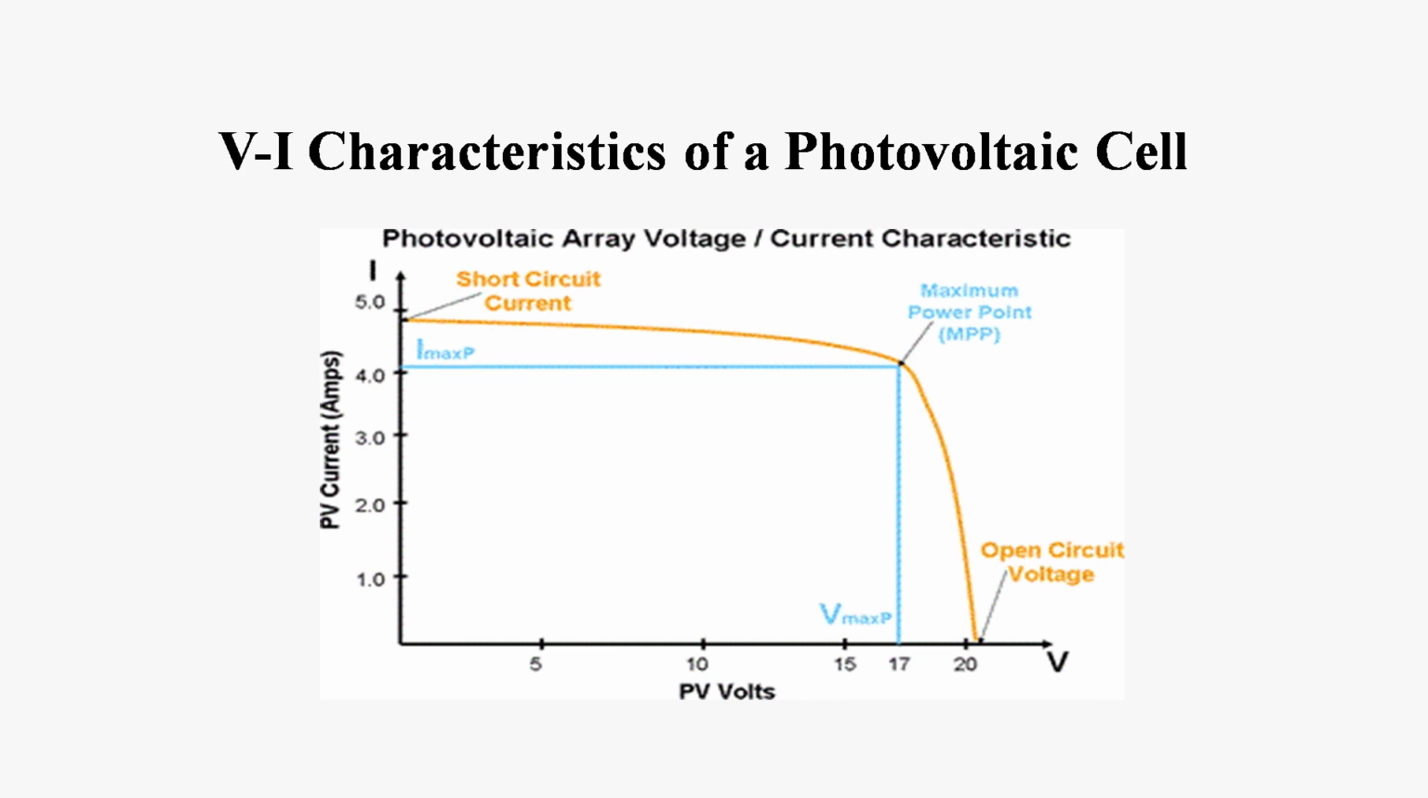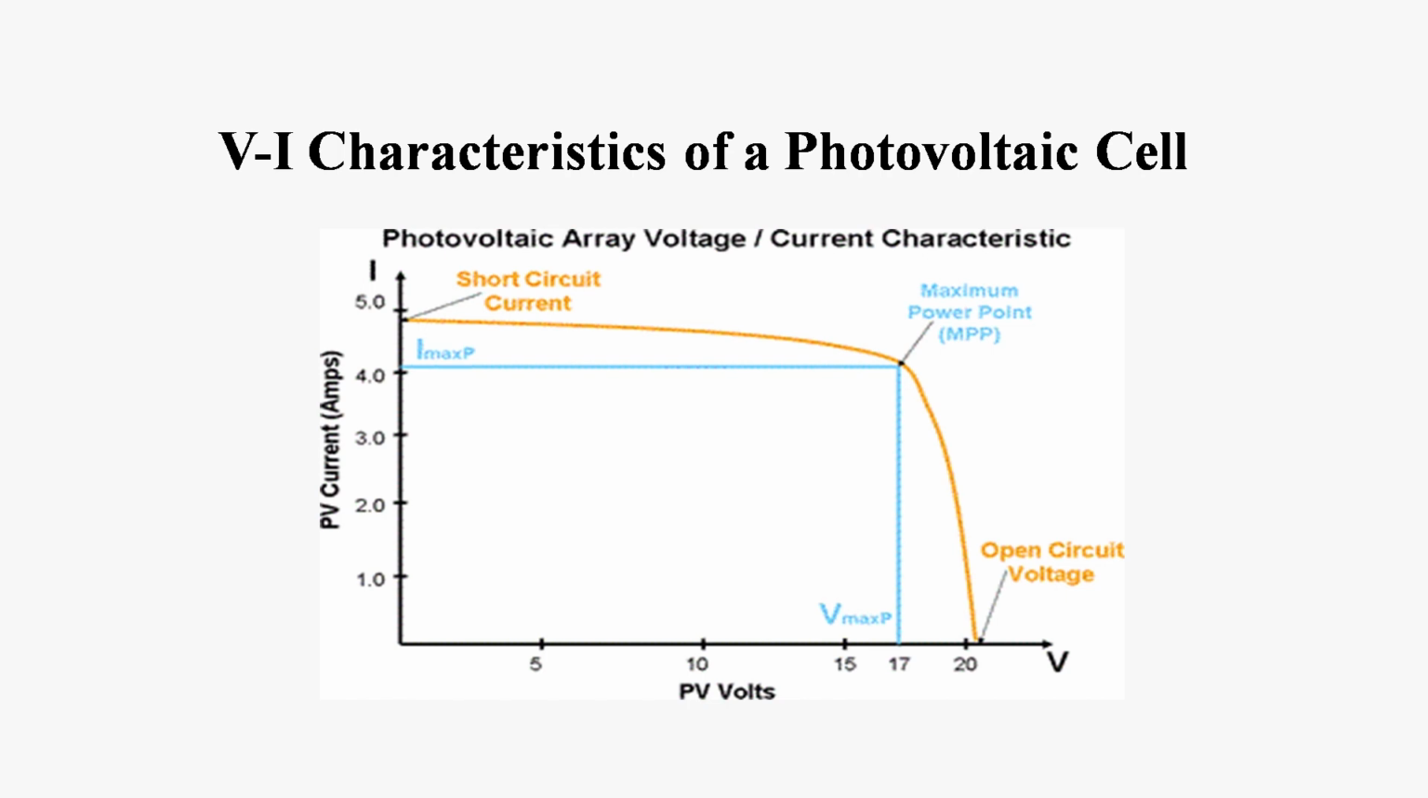Now we will discuss the V-I characteristic of the photovoltaic cell. Here you can see on the horizontal axis the voltage and on the vertical axis the current. You can see the point of the short circuit current and the open circuit voltage. In this particular characteristic, 20 volts is the open circuit voltage and approximately 5 amperes is the short circuit current. Here you can also see the maximum voltage and the maximum current. The area between I max and V max is called the maximum power.